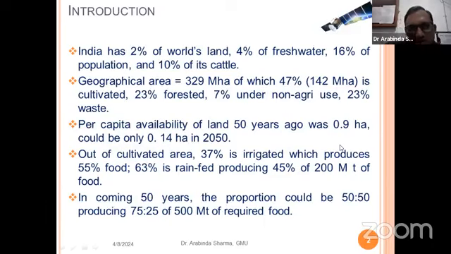And if you find out the statistics, because our population is increasing day by day, and now we are the largest populous country in the world. We have already surpassed China. So if you see, 50 years ago we had a per capita land availability of around 0.9 hectares, right? But if the population of India grows at a similar rate, then by 2050 our per capita land availability will be simply 0.14 hectare.